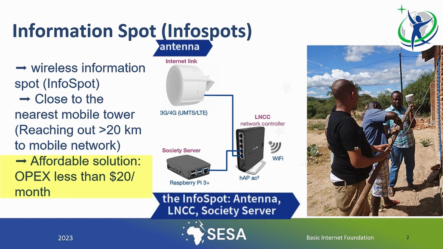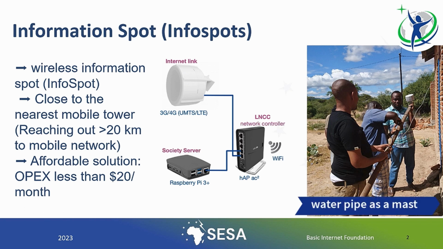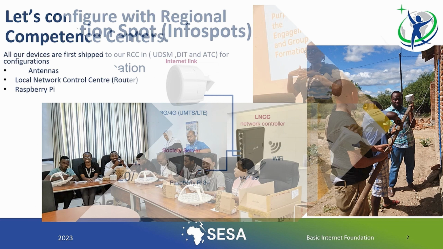So the picture you're seeing in the middle is the whole equipment of the information spot. In the picture of our people on site, the iron rod that they are holding is a mast that we use to mount the equipment for the information spot.